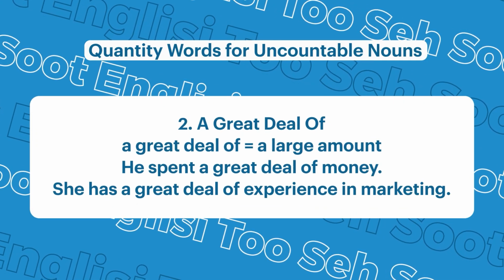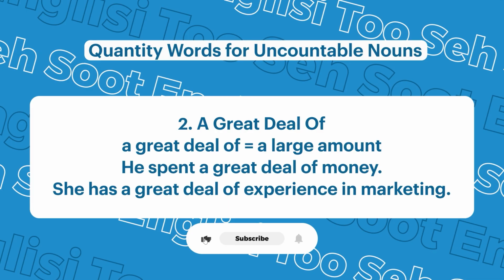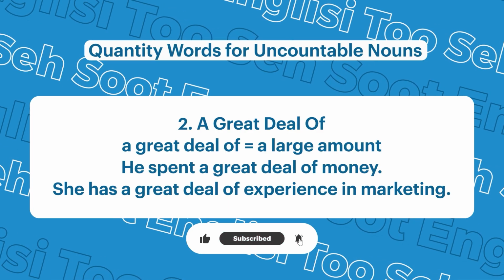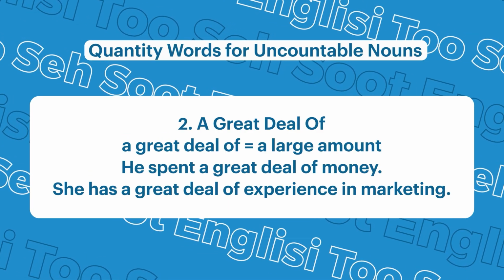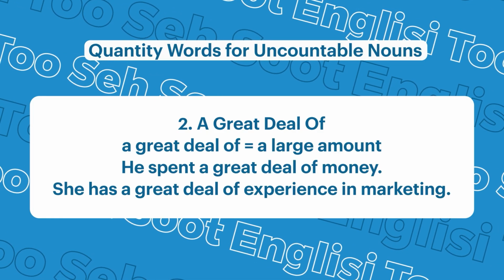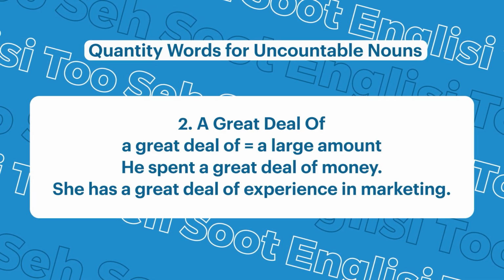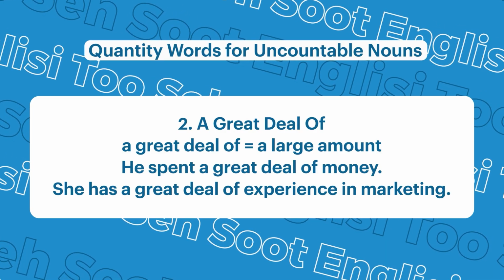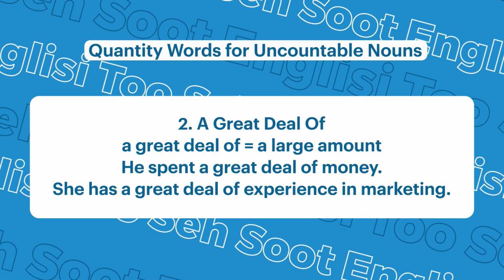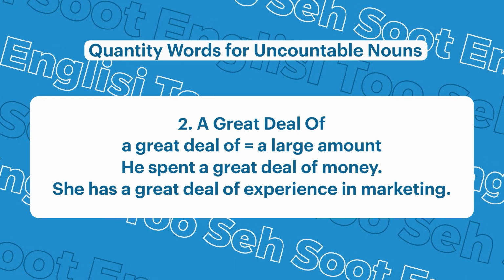Number 2, a great deal of. A great deal of means a large amount. For example, he has spent a great deal of money. This means he has spent a lot of money, maybe on something big or over time. The second example is she has a great deal of experience in marketing. This shows she has a lot of experience in that area.